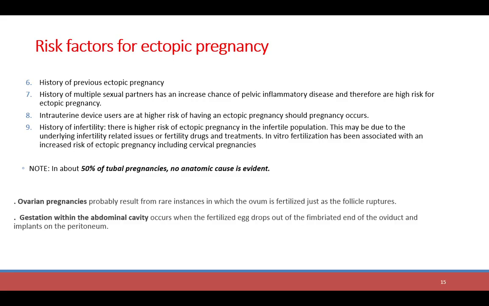Remember that in 50% of ectopic tubal pregnancies, we cannot find any anatomic cause or evidence. So 50% of ectopic pregnancies are idiopathic. Ovarian pregnancy and gestation within the abdominal cavity are extremely rare.